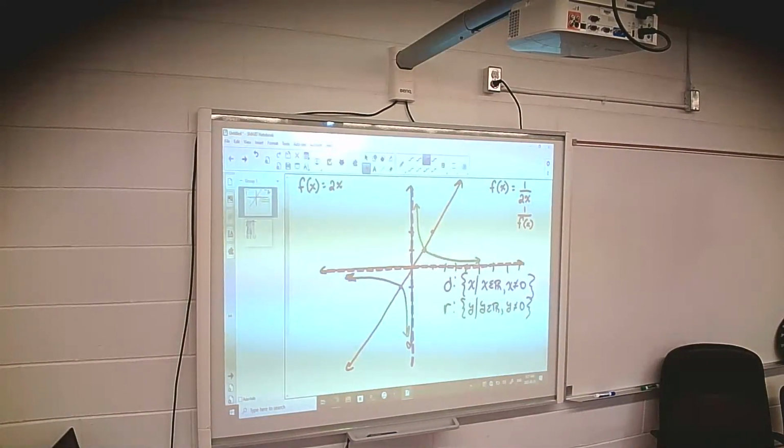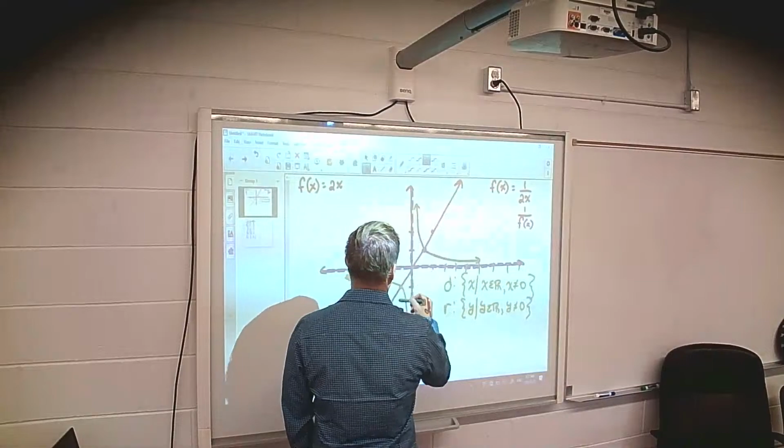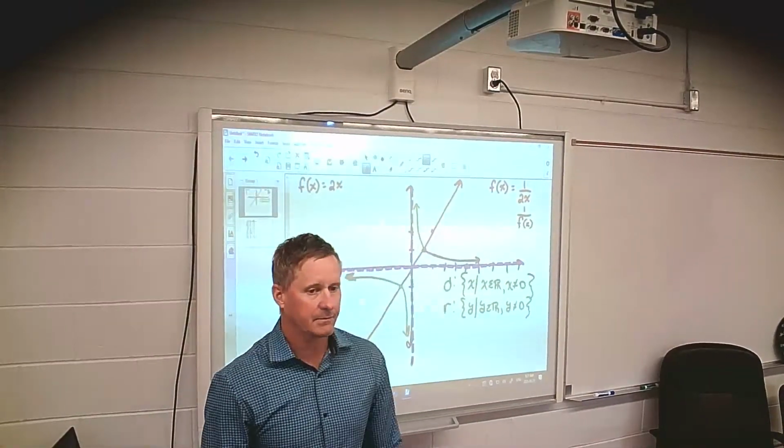-1 and -1, and 1 and 1. That's right. These two coordinates right here are the two invariant points. They are the same thing.